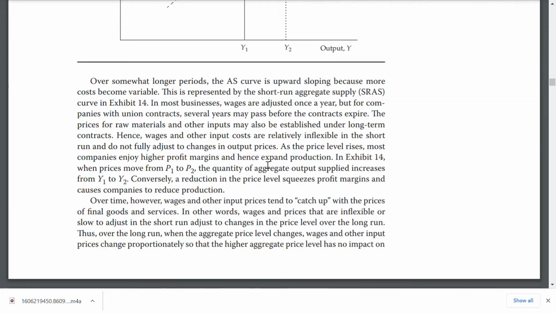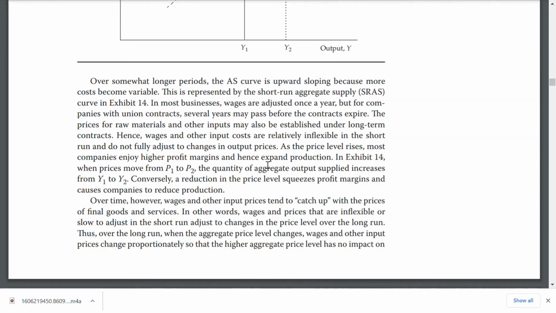As the price level rises, most companies enjoy higher profit margins and hence expand production. In Exhibit 14, when prices move from P1 to P2, the quantity of aggregate output supplied increases from Y1 to Y2. Conversely, the reduction in the price level squeezes profit margins and causes companies to reduce production.